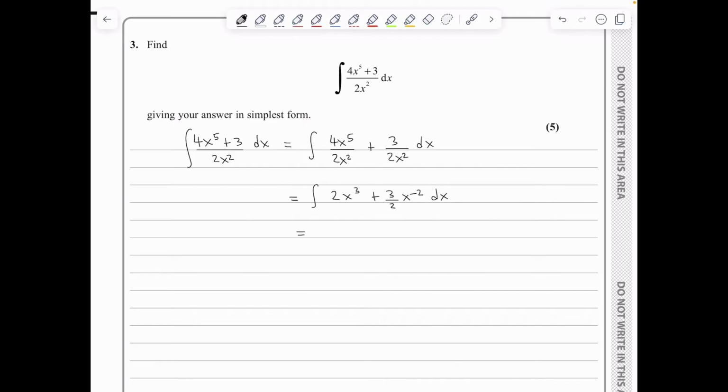So 2x cubed will give me 2x to the 4 over 4 plus 3 over 2, and then x to the negative 2 will give me x to the negative 1 over negative 1, and that is a plus c, the constant of integration. Now the 2 with the 4 simplify out to give me a 2 in the denominator. So this leads to a half x to the power of 4 minus 3 over 2 x to the negative 1 plus c. That's my simplified answer for question 3.